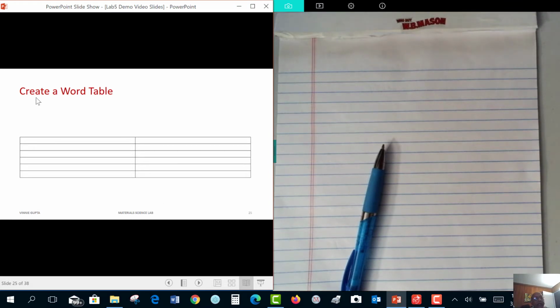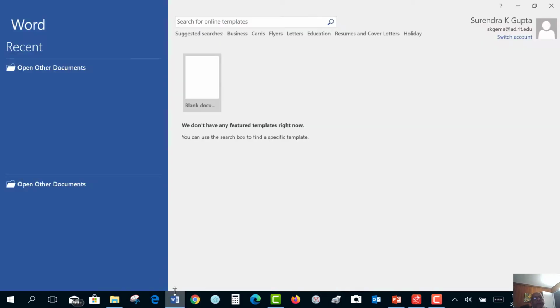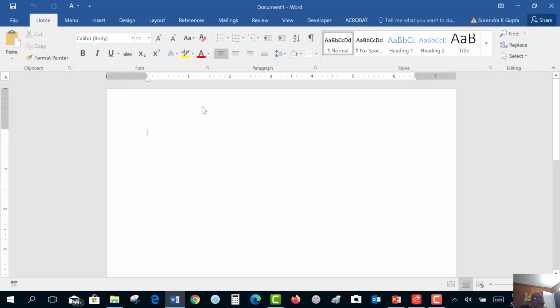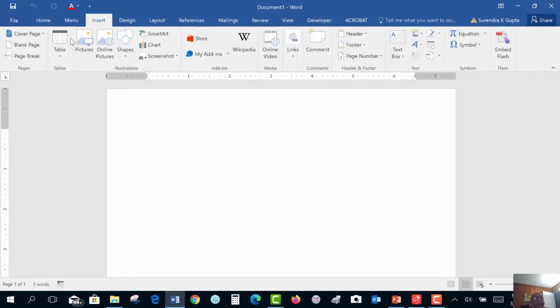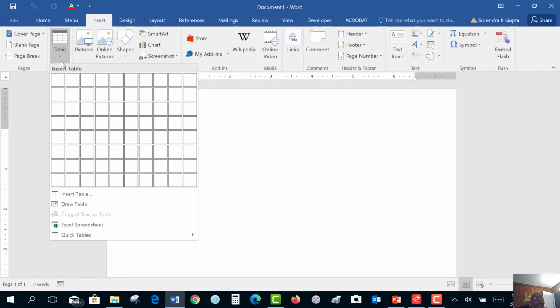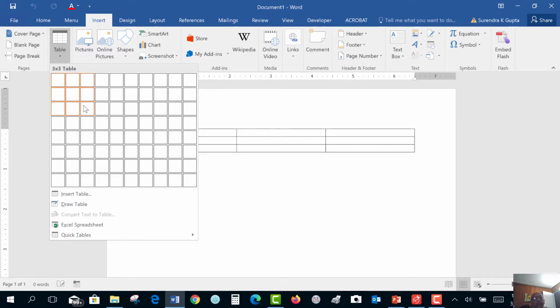I also want you to create a Word table. So let us go and create this Word table. I'm going to fire up Word, blank document, and insert a table. And let's see, we have 3 samples, so each image, and I want about 6 rows. So one image and a caption.